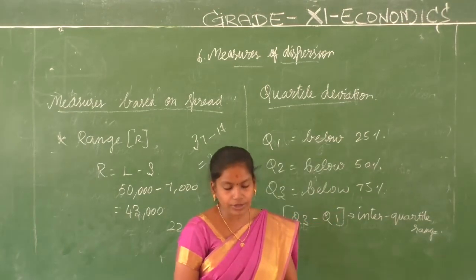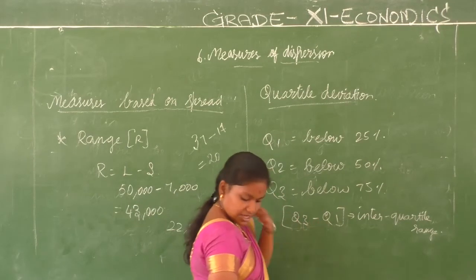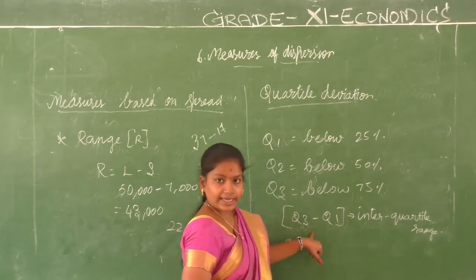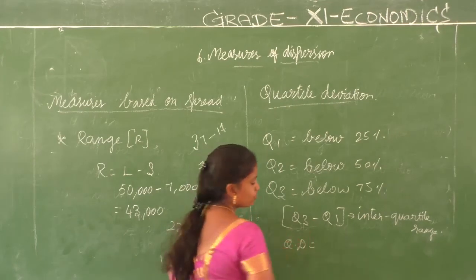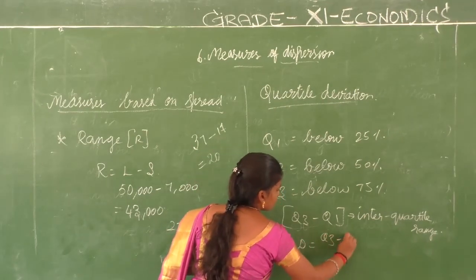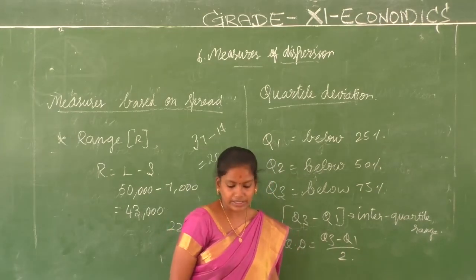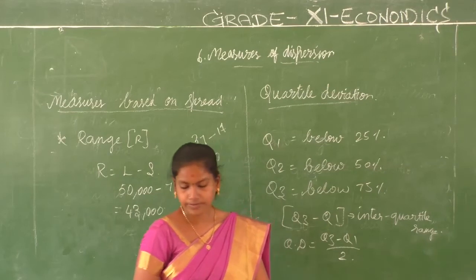Interquartile range. So how do you find the quartile deviation? It's very simple. Just you take this range, okay? Q3 minus Q1 divided by 2 gives you what? Your quartile deviation. Okay? Done?